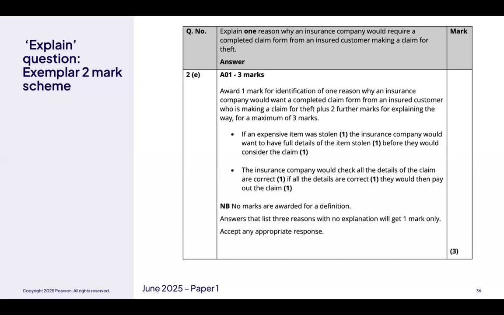AO1, 3 marks. Award 1 mark for identification of a reason why an insurance company would want a completed claim form from an insured customer who's making a claim for theft, plus 2 further marks for explaining the way. And then once again, we have 2 suggested responses.